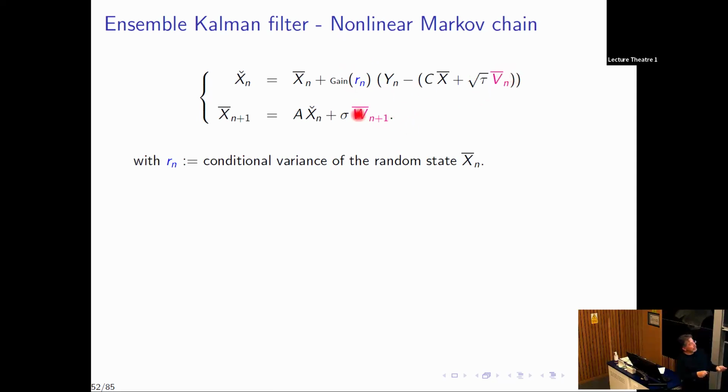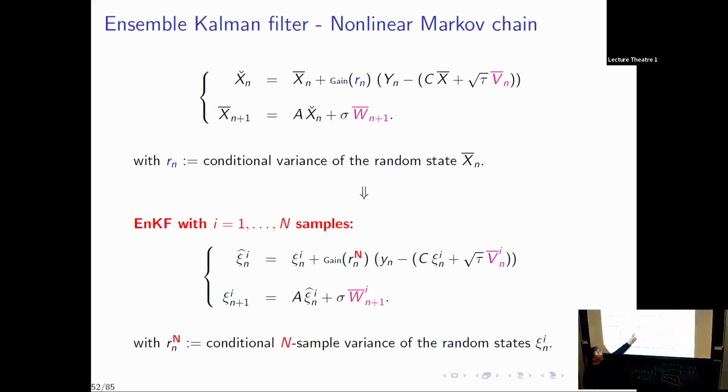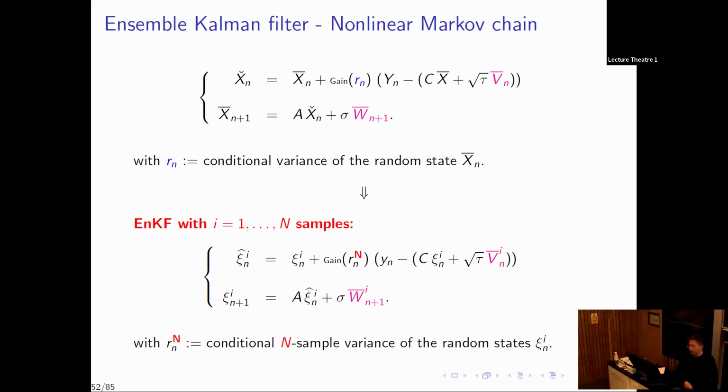I can sample the noise, but without the evolution of these guys, I cannot do the calculations. So you do mean field simulation, particle simulation. You sample the noises, you sample from one state to the next, one state to the next, that's nice. And instead of plugging in the variance here, you take the sample variance. And that's it. You have completely forgotten the evolution of the variances, because you have replaced the variances by the sample variances.